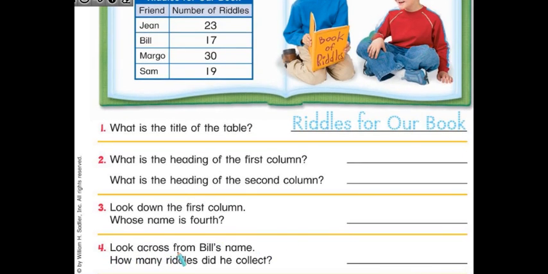Look across from Bell's name. How many riddles did he collect? So Bell, which one is Bell? Okay, this is Bell. We have to look across Bell's name. How many riddles did he collect? So he collected 17 riddles. So we will say he collected 17 riddles.